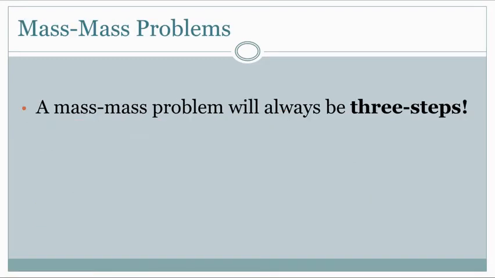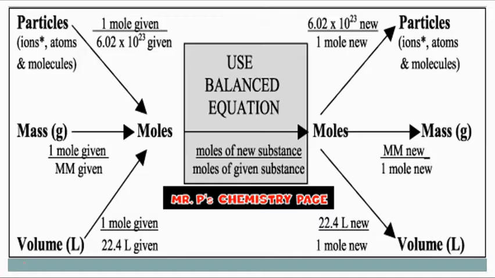So what if we have to go all the way? We have to go from mass of one thing, so say mass of A to mass of B. Okay, we'll do 3 steps always. So let's look at our chart. In this case, we started at mass. Now, each arrow, remember, represents a conversion factor. So I've got 1 arrow, 2 arrows, 3 arrows.